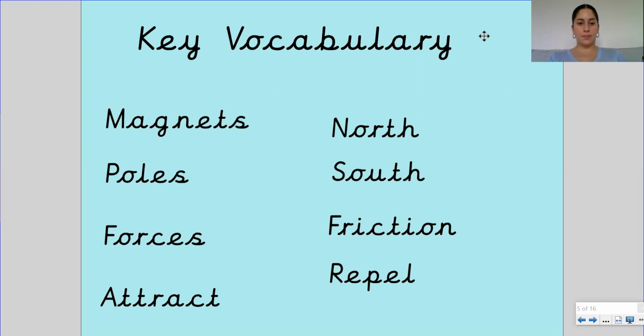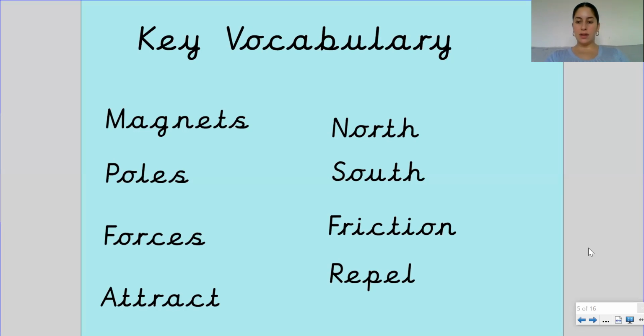Magnets, poles, forces, attract, north, south, friction, repel.